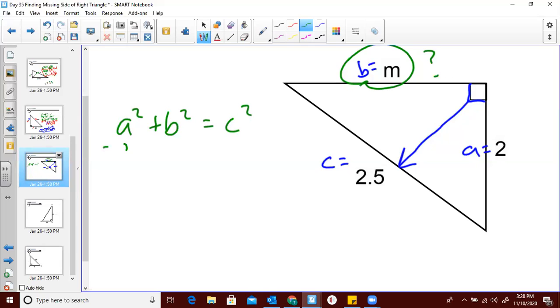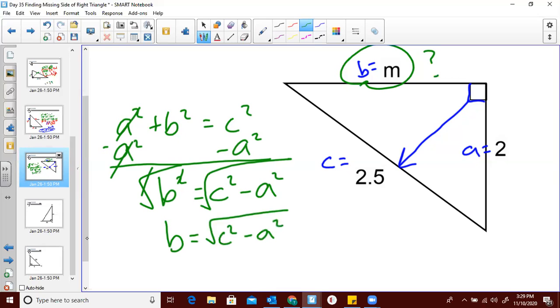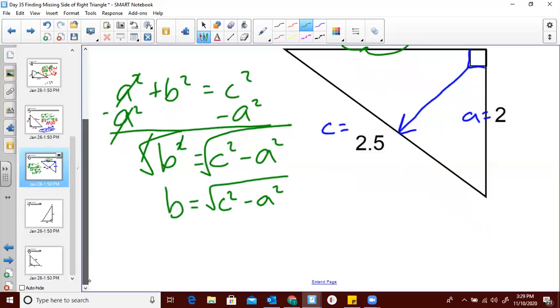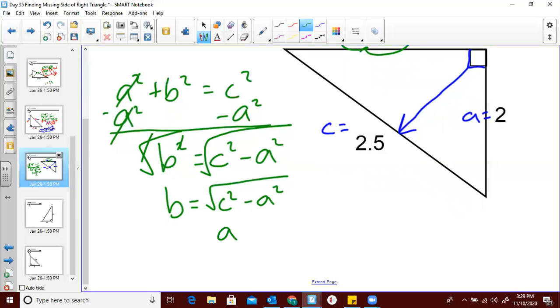So I'm going to subtract an A squared from both sides. So these will cancel out, and I will be left with B squared equals C squared minus A squared. Well, I still want to get rid of this square, so I'm going to square root both sides. These cancel out, and I will be left with B equals the square root of C squared minus A squared. All right, well, I don't know what B is, but I do know what A is, and I do know what C is. So let's pop this bad boy into Desmos and see if this is helpful.